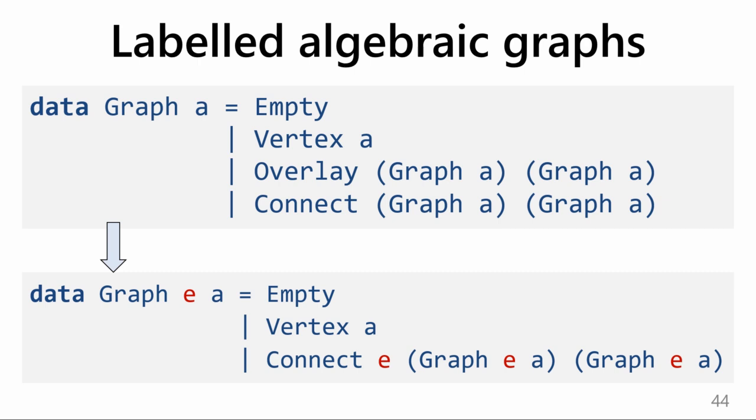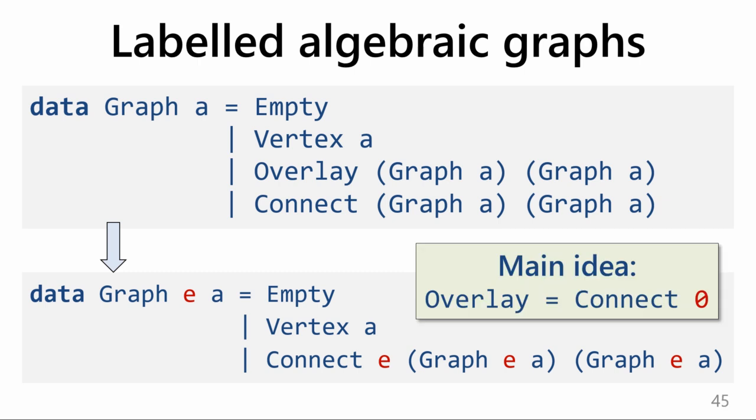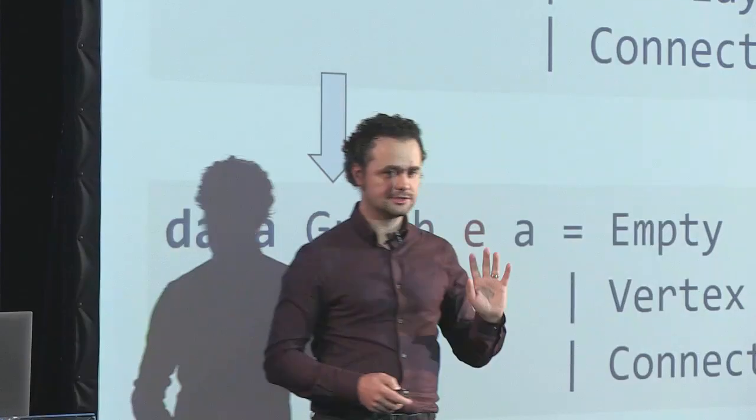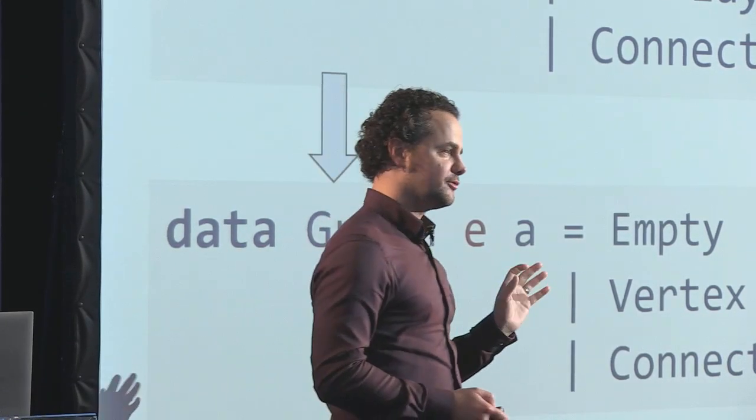And the intuition here is that we no longer need the overlay constructor because we encode the lack of edges by using a special label. So we are going to use a type E here, which will range over the type of labels. And now we have a special label, which is an empty label, no label at all. And the overlay will correspond to connecting graphs with this non-existent label. So we no longer need one of the constructors, and we need one other parameter to the connect operation. Right? This is the whole change from going from unlabeled graphs to labeled graphs.